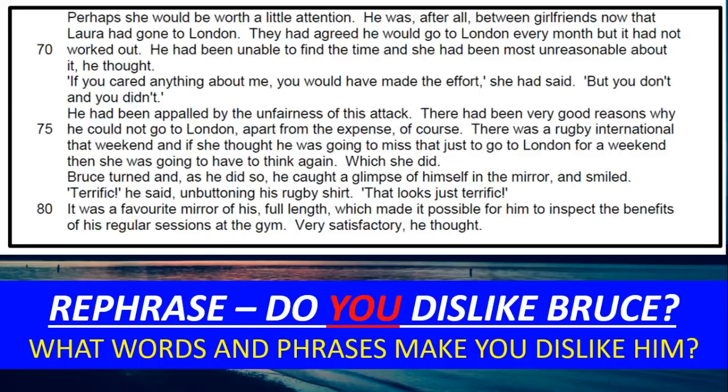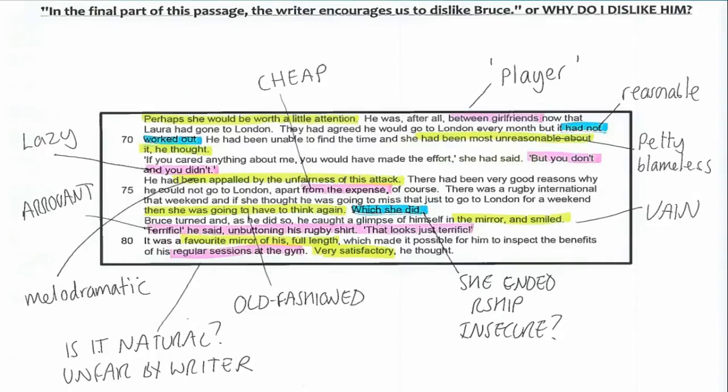A really easy example would be the fact that in his favourite mirror, he looks at himself and says terrific. So again, we might be thinking there that he's vain. So let's look through it. Remember the question is, in the final part of the passage, the writer encourages us to dislike Bruce. Or, why do I dislike him? So what thoughts or feelings do you have about Bruce? So let's look at it.